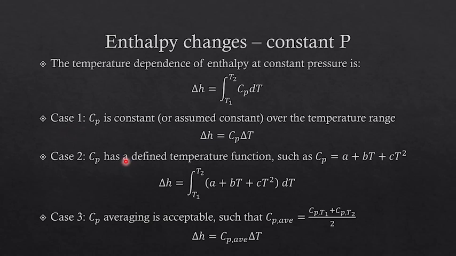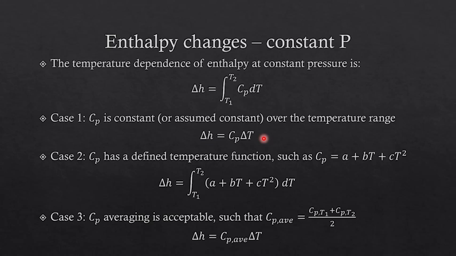For the first case, we are assuming that Cp is constant. It's either constant or it's assumed to be constant over the temperature range. Therefore, if Cp is constant, we can move it out of the integral and we just have the integral of dT, which is delta T. We have the equation delta H is equal to Cp times delta T, which we are all familiar with.